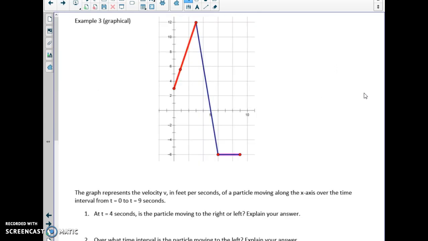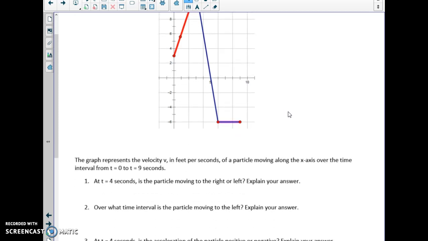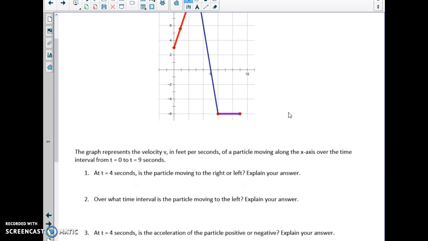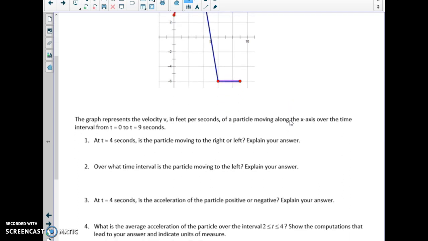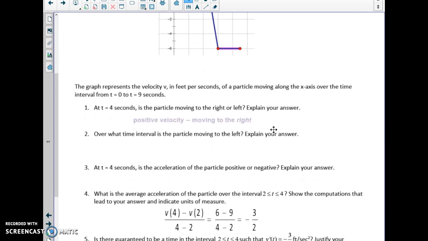All right, the last question is a graphical approach. And the graphical approach is pretty common on the AP test, so we're going to go over it. Hopefully, when I go past the graph, you'll be able to look at it on your paper. Question 1 says, at time equals 4 seconds, is the particle moving to the right or to the left? Well, we have a positive velocity, so the particle is moving to the right.